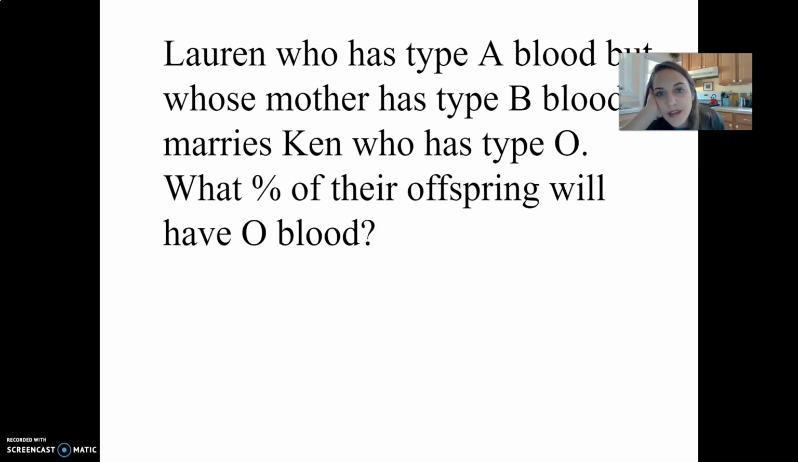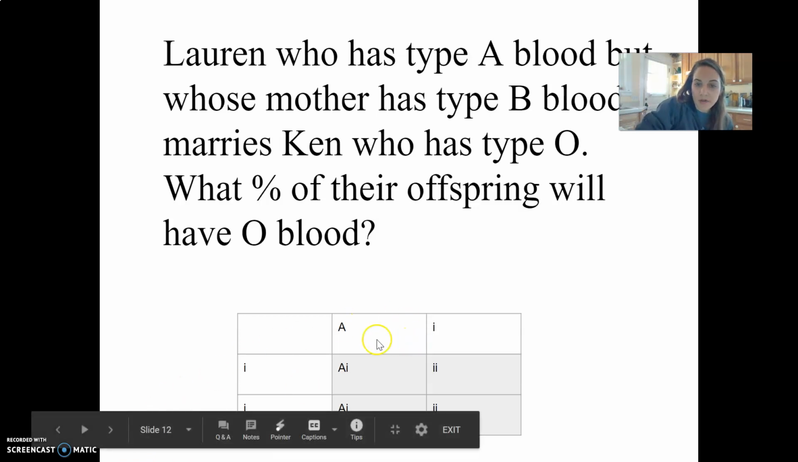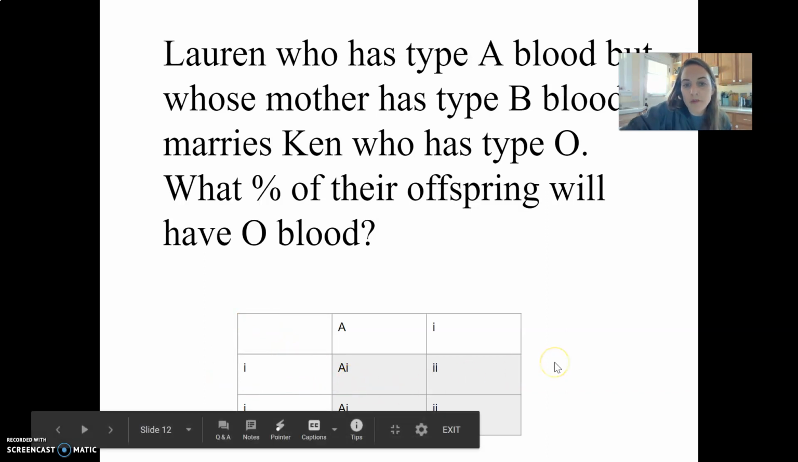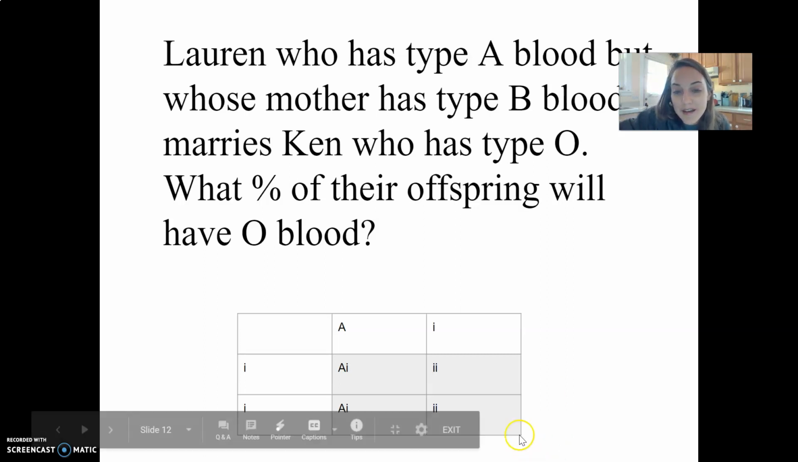So Lauren's blood type is capital A, lowercase i. And she marries Ken, who has type O, so that means he's lowercase i, lowercase i. And if we cross those two, so this is Lauren here at the top, those are her alleles. These are Ken's alleles. You'll end up with 50% of their offspring will have type A blood, and 50% of their offspring could have type B blood. Sorry, not type B, type O blood. ii codes for O type blood.